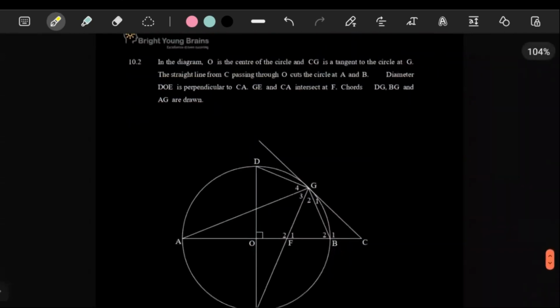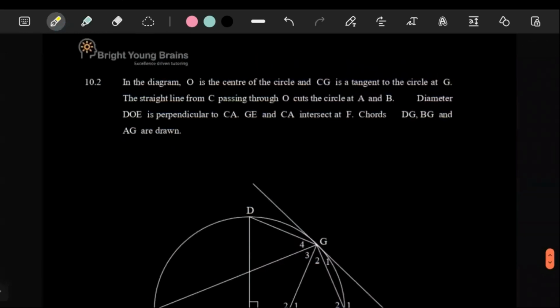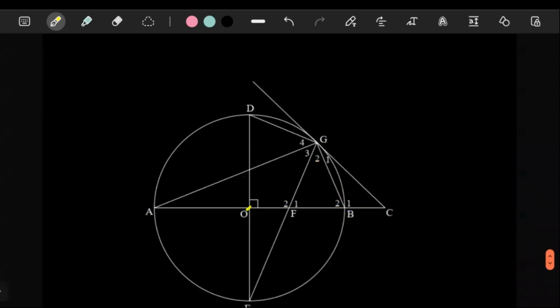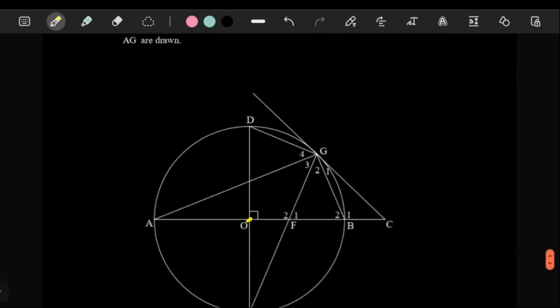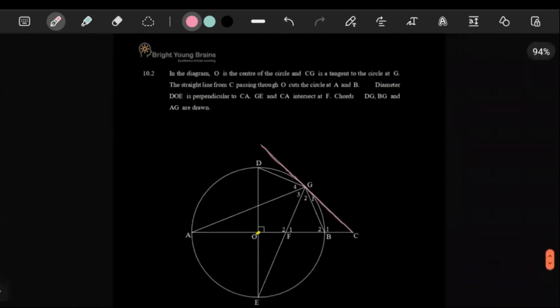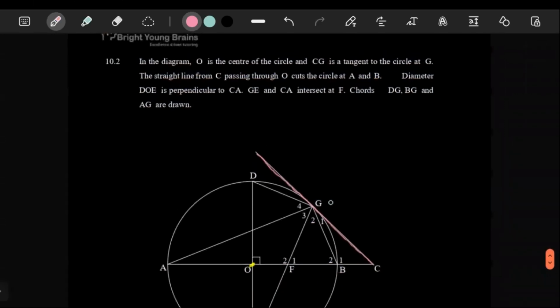10.2 is a Euclidean geometry question also. It says, in the diagram, O is the center of the circle, and CG is a tangent to the circle at G. So you have CG here, right? CG over here. Now this tangent, CG, is a tangent to the circle at G.